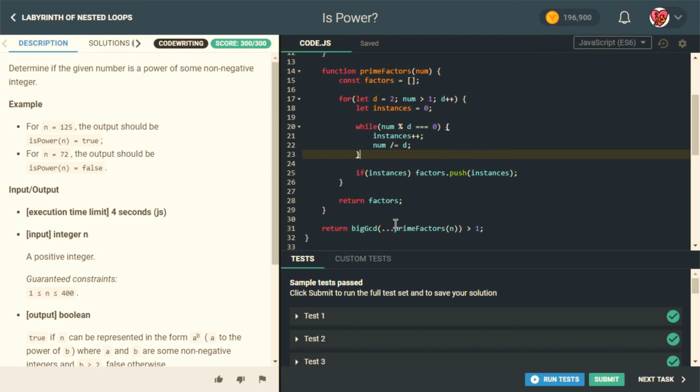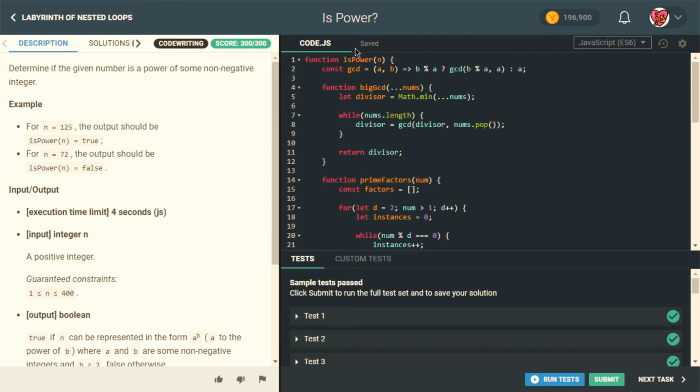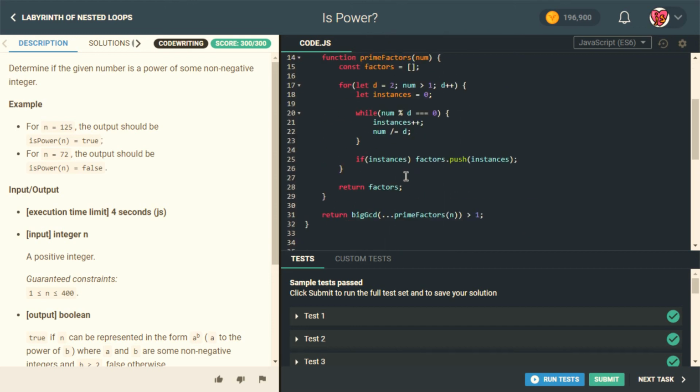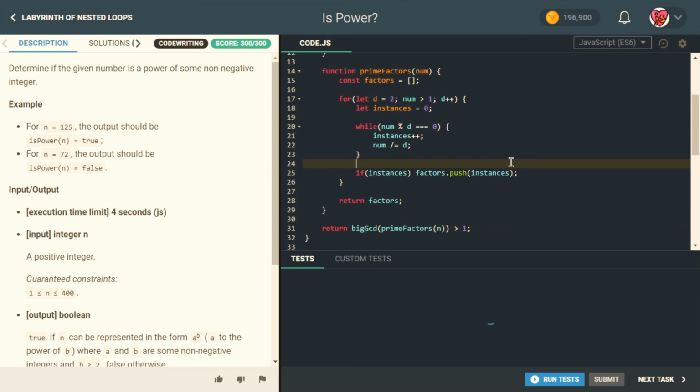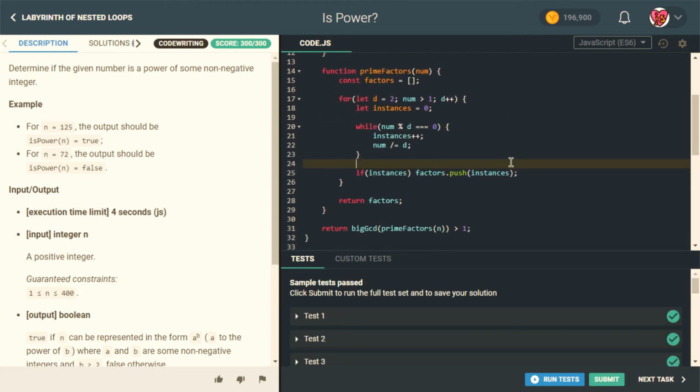So we're doing big GCD of this thing over here, but I just noticed something: we're spreading this out, but we're also spreading it out to call it. We don't need to do that. We can just give it an array of numbers, okay? So we can do something like this, and that simplifies things quite a bit, I would say.